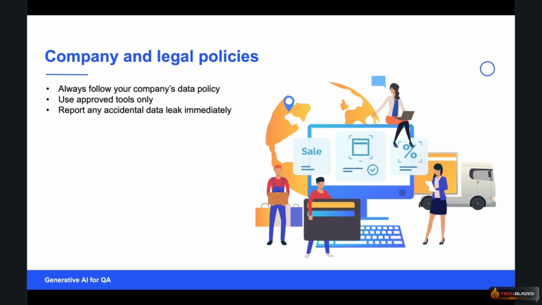One last point, always follow your company's data security policies. If your organization uses an internal version of ChatGPT or another AI tool with enterprise controls, use that instead of public models. And if you ever realize that you accidentally pasted real data into an external AI tool, don't hide it. Report it right away so your company can take action. Transparency matters more than pretending nothing happened.